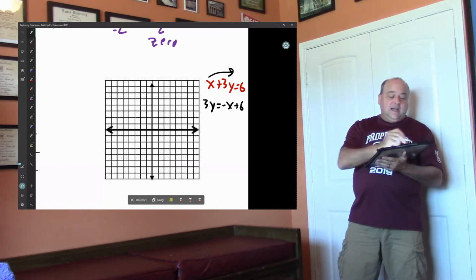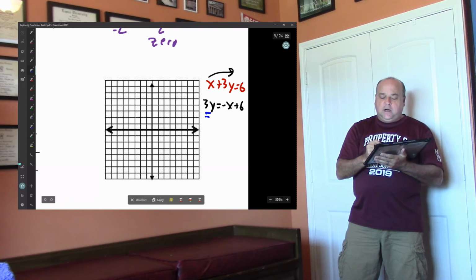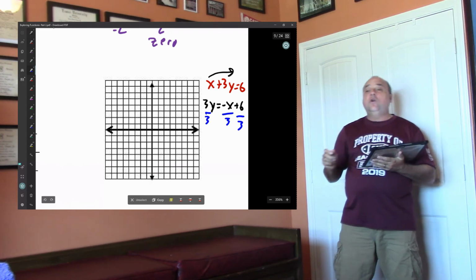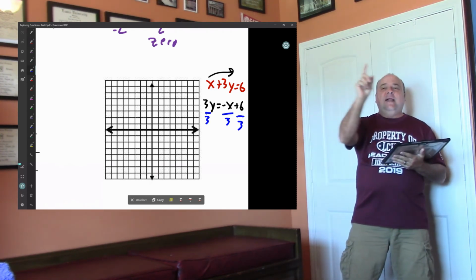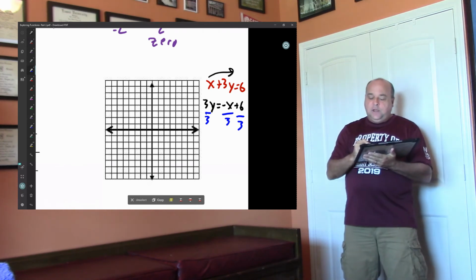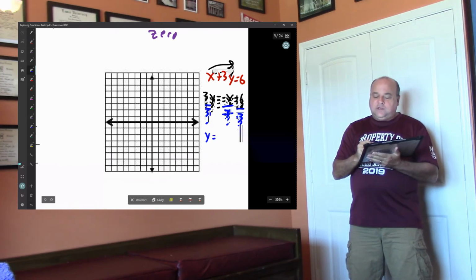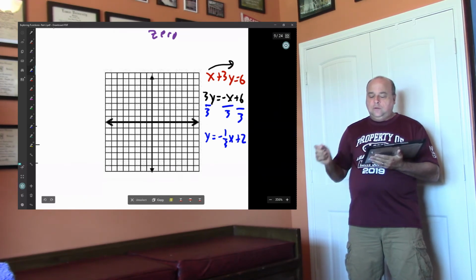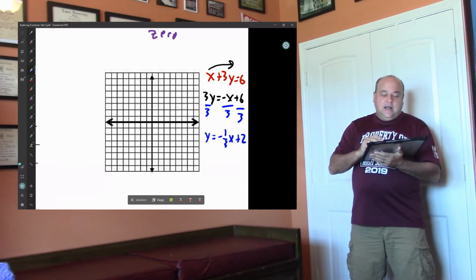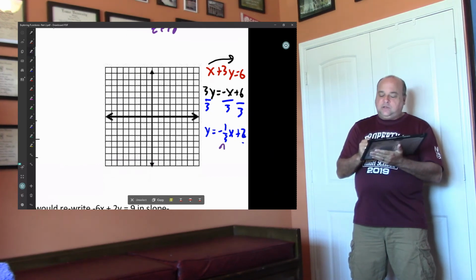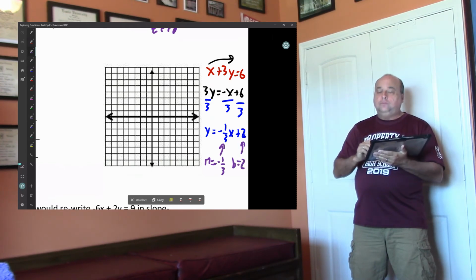Now then we need to divide by 3, don't we? So we're going to divide everything by 3. And that's going to get our y all by itself. So I'm going to have y equals -1 over 3x and then plus 2. Now then, let's figure out what the slope is. The slope is -1 over 3, right? And the y-intercept is 2.